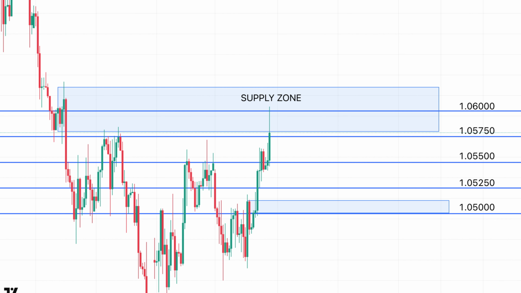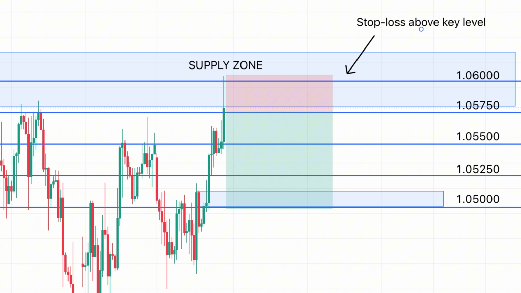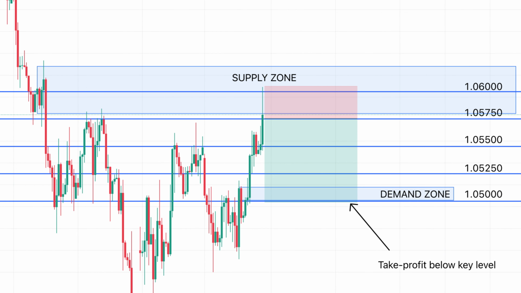Firstly, if you look here at my chart, you're going to look for key levels with supply and demand zones for precise entries. For example, as you can see here, if 1.05750 is a well-respected supply zone, you could place a sell limit at this level. Then for your stop loss, you'll use a key level to set your stop loss. For instance, over here, you'll place your stop loss just above the key level to minimize your risk. And then for your take profit, you'll use a key level with the confluence of a demand zone for your exit. And this gives you a solid risk-reward ratio. This method minimizes your risk and it maximizes your profit potential by aligning your trades with areas where the big players operate.